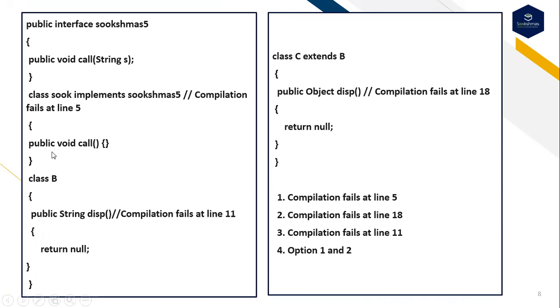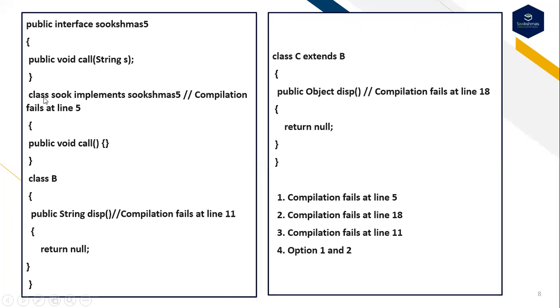And this is the method called void call, here with no implementation. This is the one argument belonging to the string, and this is the zero argument. Then here I'm returning null, and here again a class C that extends B, and public object display. Just observe the return type here is string, and here the return type is object. This is a separate class B, and this is the derived class that extends B, and this is completely the interface.